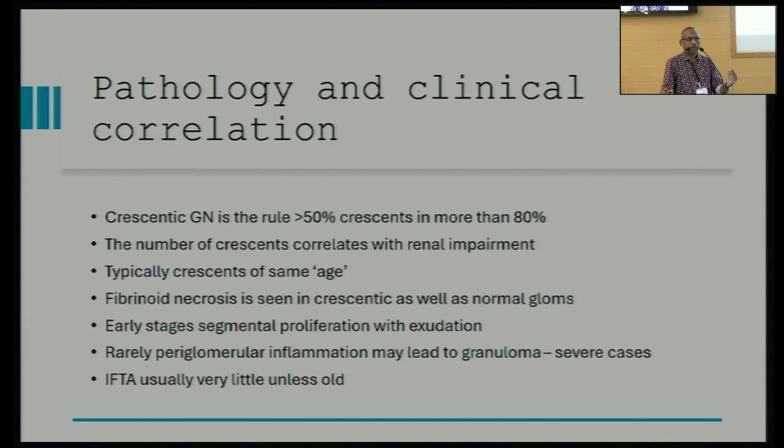And as we all know, typically the crescents are the same age, so they'll be either cellular or fibrocellular or whatever. Then you can see fibrinoid necrosis in both normal glomeruli as well as in the crescentic glomeruli. And in early stages, you can just see segmental proliferation and you can have exudation, that is neutrophils. So in early stage it may present that way, but you can see the crescents even there. And rarely you can see periglomerular inflammation with even multinucleated giant cells and granulomas. And one of the characteristics, IFTA usually does not occur in this disease because it is usually diagnosed early, and only in the patients who you do not diagnose early and find out late can you find IFTA.